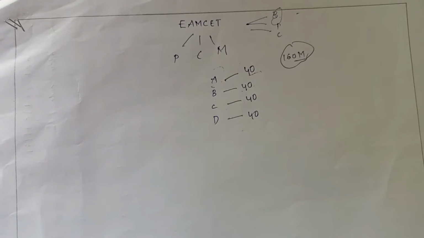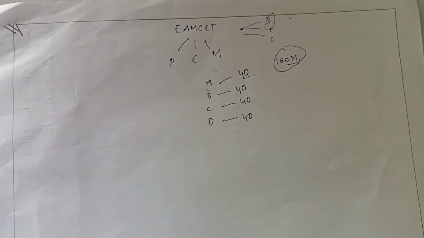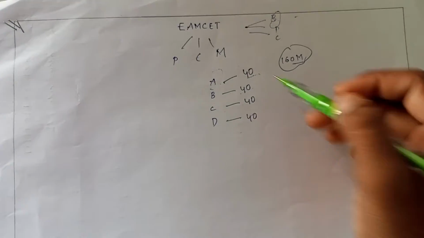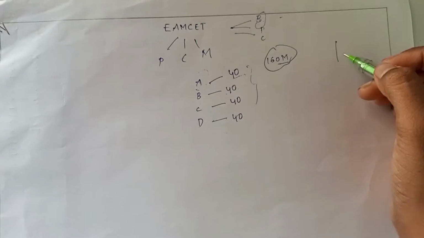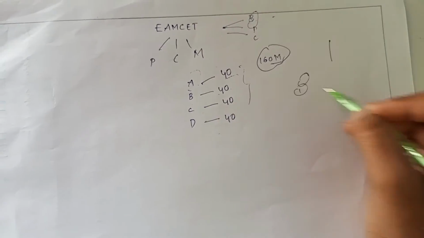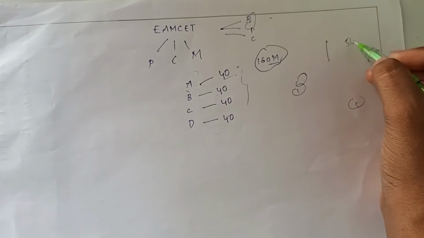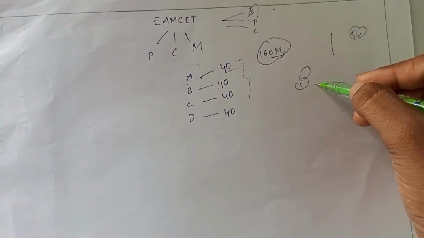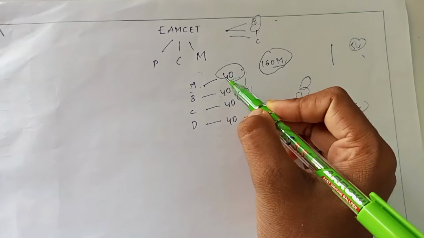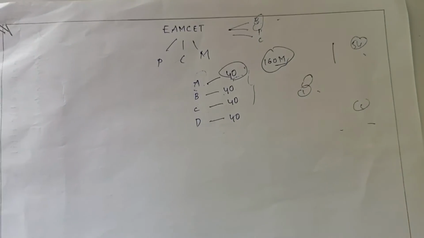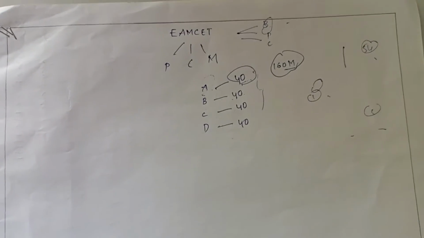I'm not telling you to just write these options in a sequence, because they are random. If A is question 1, and maybe 3, and maybe 54, something like that, by adding all of them we'll get 40. So this is the main code which we have in our EAMCET exam.